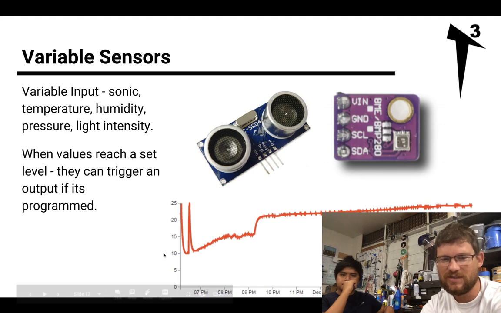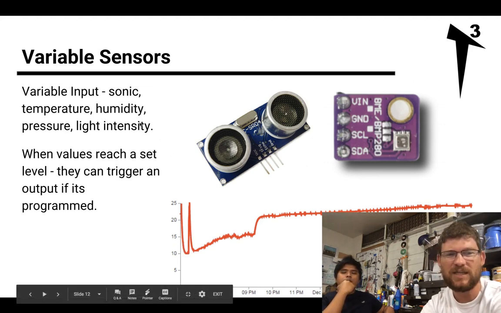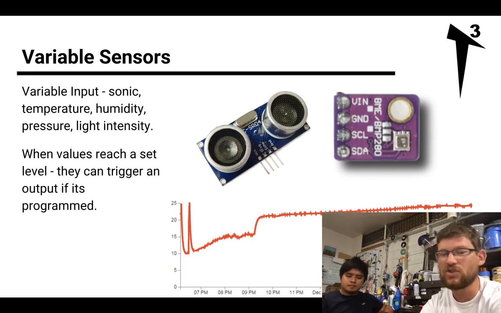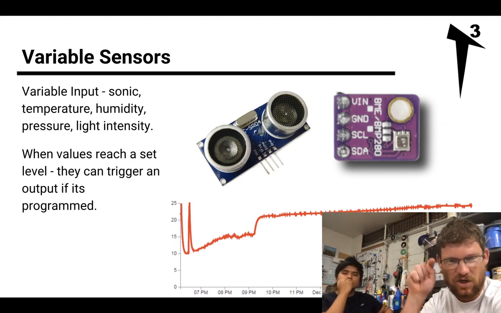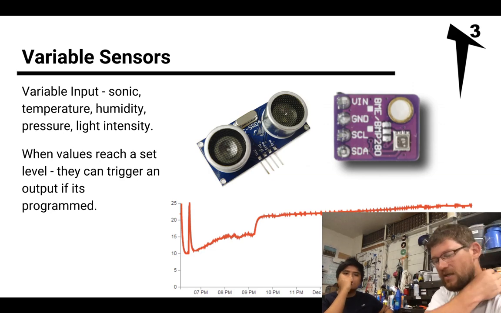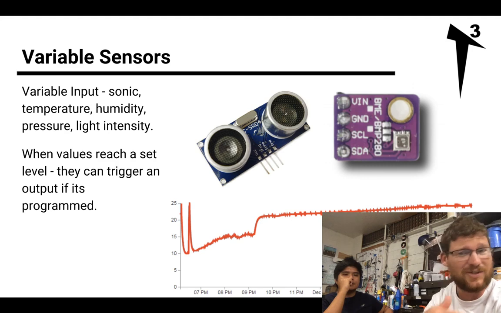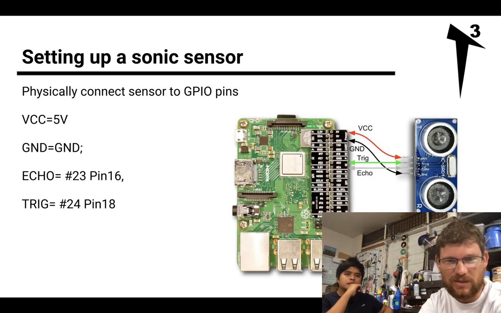But I wanted to show you, if you have a situation where you have a variable sensor, something like a sonic sensor or a temperature and humidity sensor, or light intensity, when the values reach a certain level, then they trigger an output. That's kind of different than the button. Does that make sense? The button is on or off. There are 2 states. But in the real world, if we're talking about how warm it is in here, or how close an object is, then if it hits this state, I trigger something to happen.